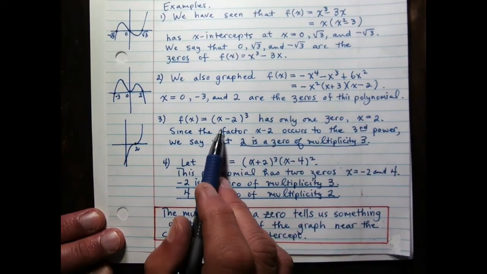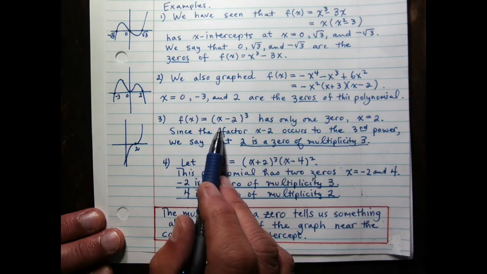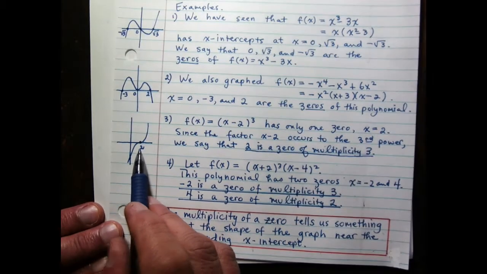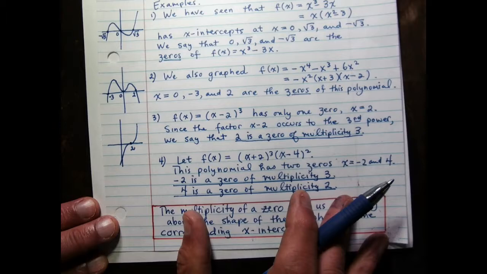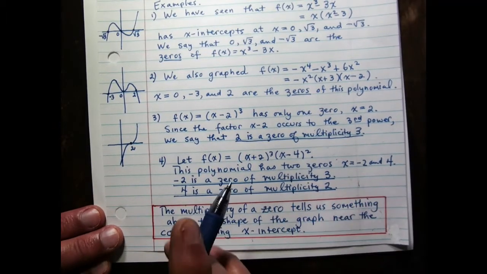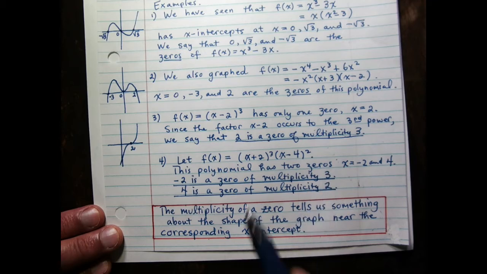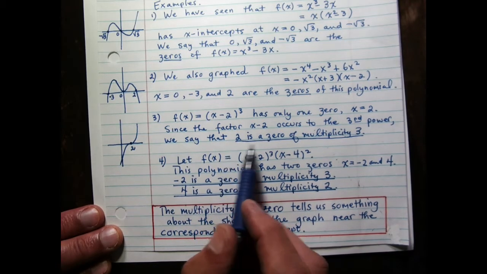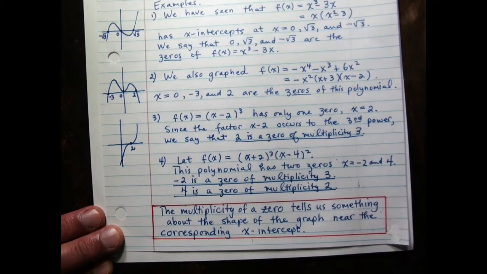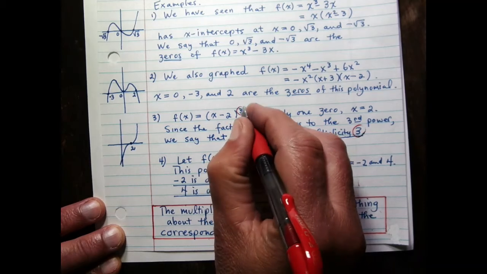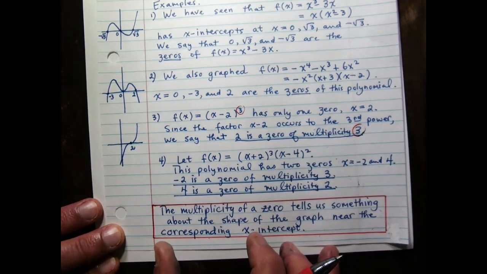Another example we looked at was x minus 2 cubed. We saw that that function has only one x-intercept, so it has only one 0, x equals 2. But because that factor occurs to the 3rd power, we say that 2 is a 0 of multiplicity 3. The multiplicity matches the exponent on that factor.